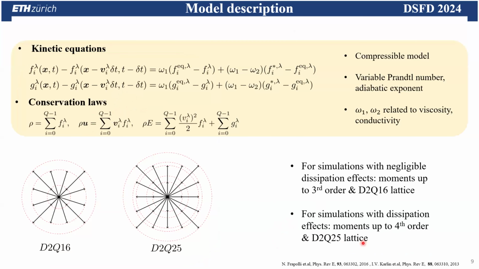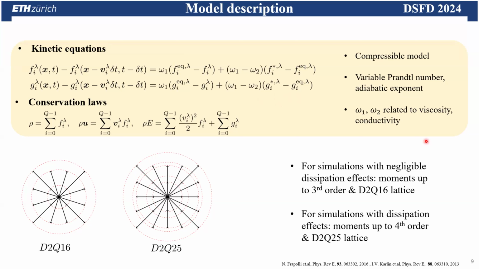The kinetic model that we're going to use for the simulations here is the two population model, where the second population, designated here as G, carries part of the internal energy and enables a flexible adiabatic exponent. So the conventional BGK collision here is implemented, and we supplement it with a quasi-relaxation process and an additional relaxation time. So the two times are linked with the viscosity and the thermal conductivity. And by proper tuning, we can simulate fluids with different Prandtl numbers.